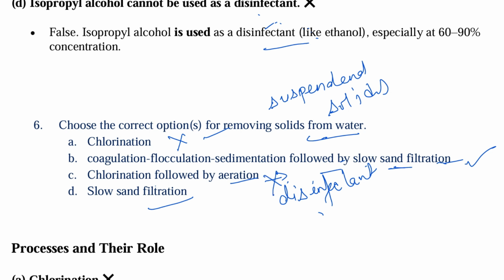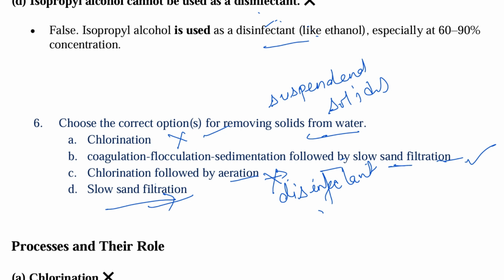Last one is slow sand filtration. It is a highly effective method for removing suspended solids from the water. Water is passed through a bed of sand, which filters out the solid particles. It is commonly used as a simple and efficient treatment method, for solid removal सबसे best method है. It means options B and D are correct, whereas A and C are wrong.